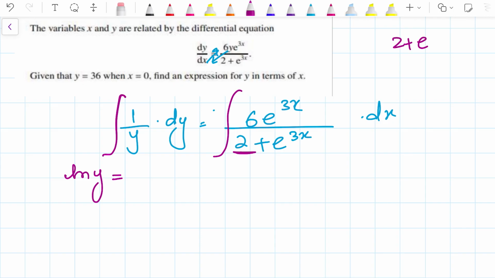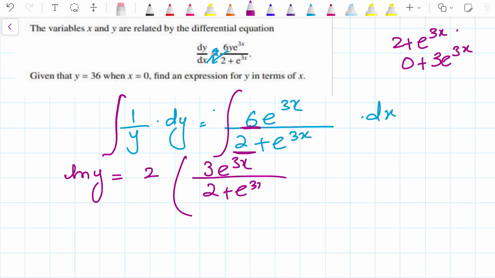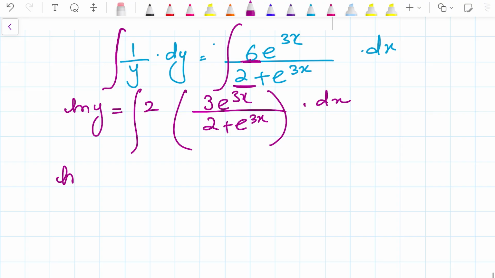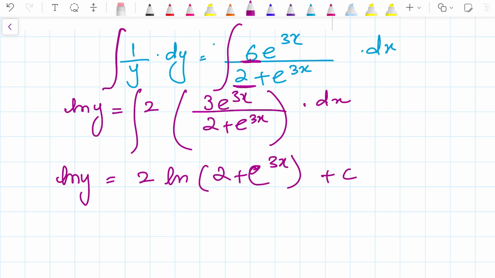this is a differential 0, like if you differentiate 2 plus e power 3x, this is 0 plus 3e 3x. So I need a 3 in the numerator and I have 6. Take this 2 extra common out. Okay, so ln y is equals to 2 ln. So this fulfills the criteria of function in the denominator and differential in the numerator. That's why I've closed it into ln.